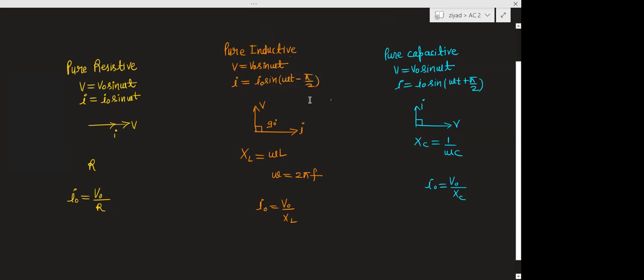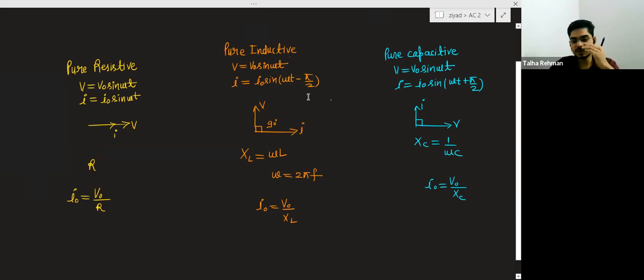Correct. So now here we can say the current is lagging behind the voltage by 90 degree. So you can see this diagram. Here current is in this direction and voltage is in this direction and the angle is 90 degree. So current is lagging behind the voltage by 90 degree.